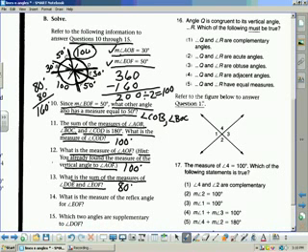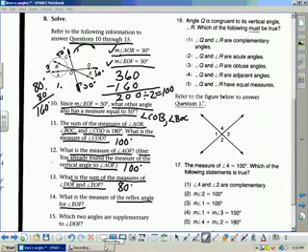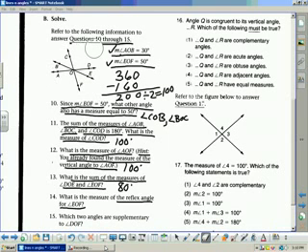Number 14, what is the measure of the reflex angle for EOF? We remember what is a reflex angle. I'm going to clean this up so we can look at that reflex angle. A reflex angle is an angle that is more than 180 but less than 360. So we're looking for a number greater than 180 but less than 360.